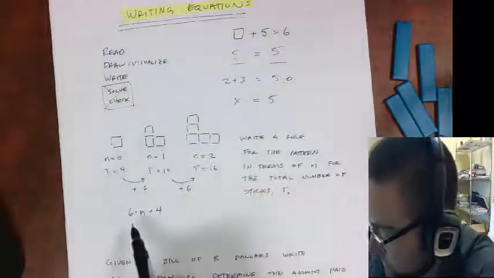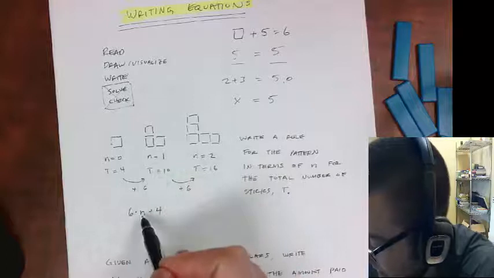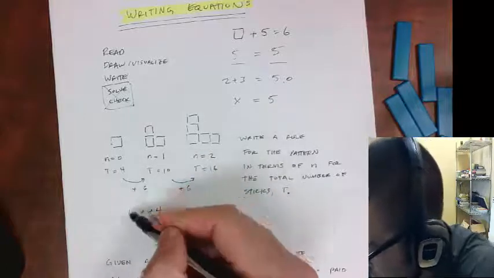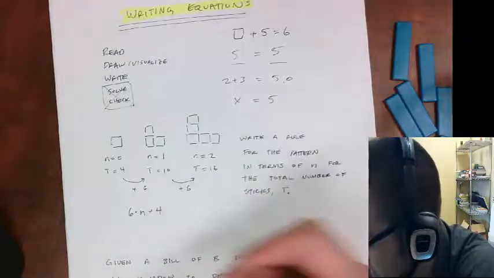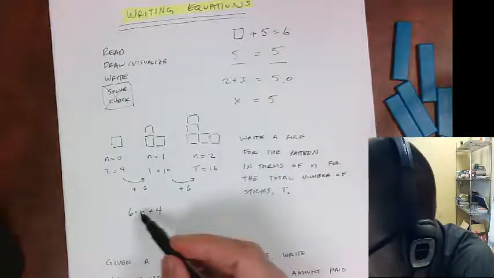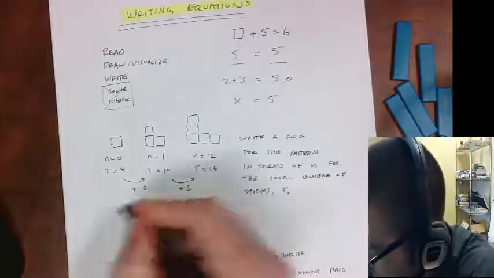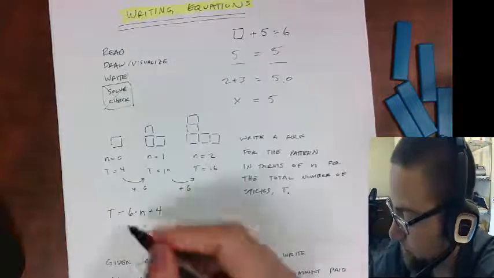And just to check my answer, let's see if this works for the different number of steps. So if I plug in 1 for n, 6 times 1 is 6, plus 4 is 10, and then if I plug in 2 for n, that is 6 times 2 is 12 plus 4 is 16, so it checks out. And this is the total number of sticks, t.